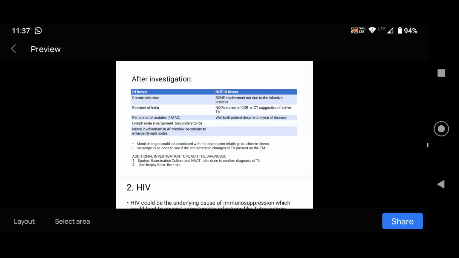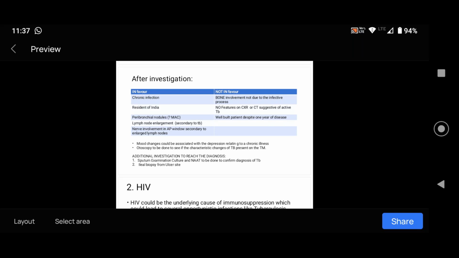Then when we went on for the investigation, we started to get a lot of findings. For the backache, I'll start with that. According to me, the backache was due to the disc prolapse and the disc degeneration that was present. Hence we did not attribute it to the main pathology that was going on, and we put it separately. The bone involvement was not due to the infective process, in my opinion.